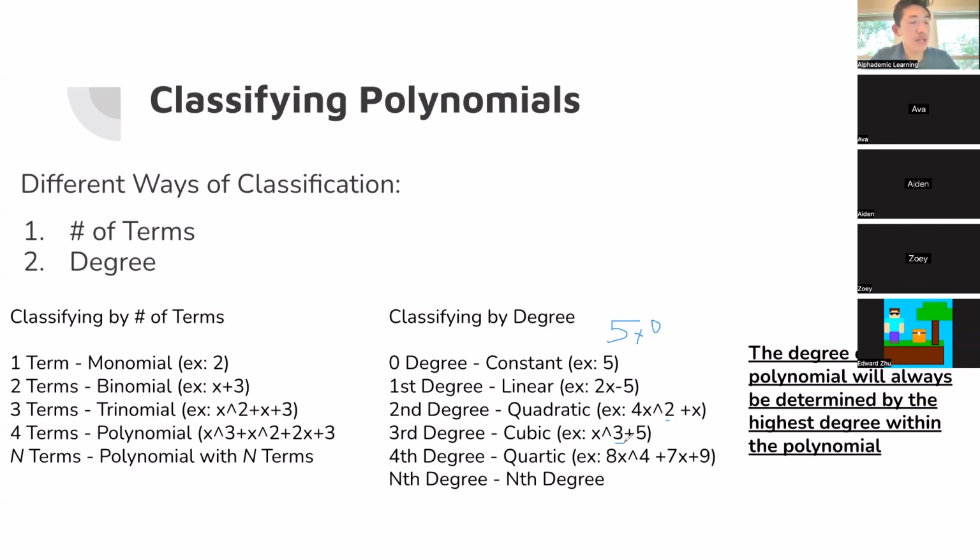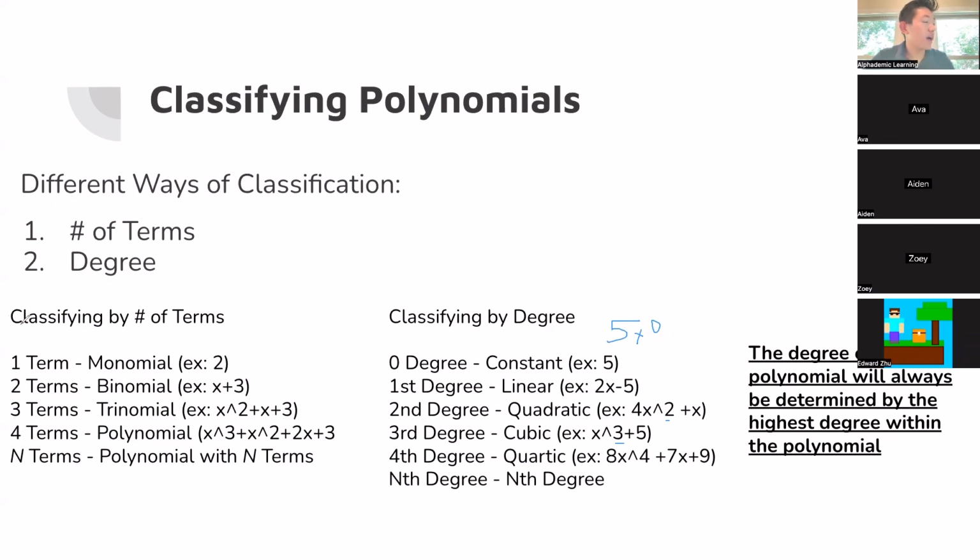And then what you want to keep in mind is that the degree of the polynomial will always be determined by the highest degree within that polynomial. So say you have something like x to the 7th plus x to the 6th, you would always call it a polynomial to the 7th degree. You would never call it to the 6th degree, because there is the higher polynomial, the polynomial to the 7th degree. So that's just something to keep in mind.